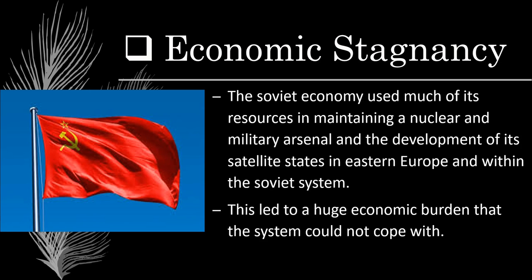The Soviet economy used much of its resources in maintaining a nuclear and military arsenal and the development of its satellite states in Eastern Europe and within the Soviet system. So the Soviet government was using a lot of money to maintain their military as compared to Western states, and they were making satellite states in Eastern Europe and within the Soviet system. Satellite states means their states particularly will be targeted to Western countries.